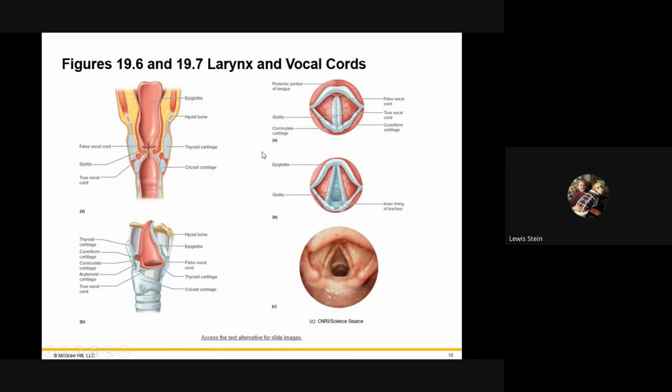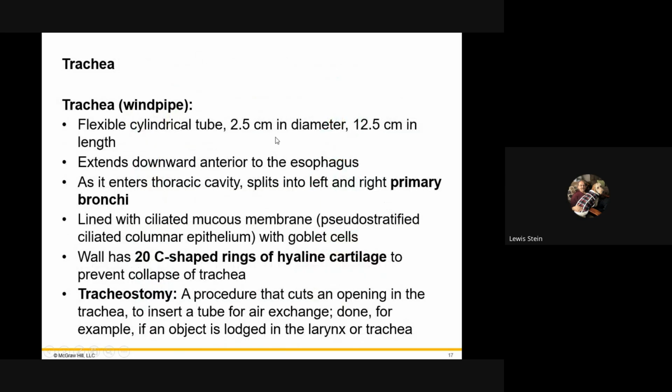And then here they're opening and closing. There they are. That's what they look like in real life. They're really important. You can see that. And so that's the anatomy du jour. Trachea, flexible.